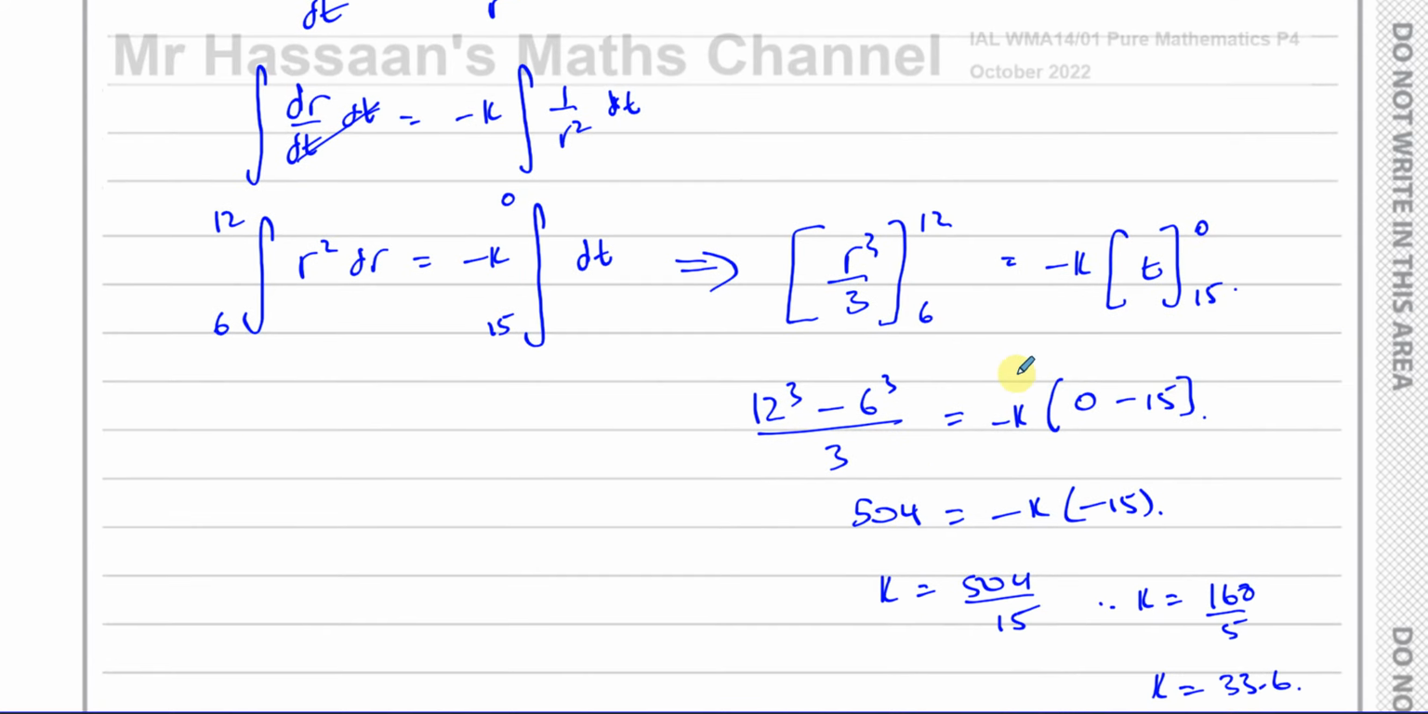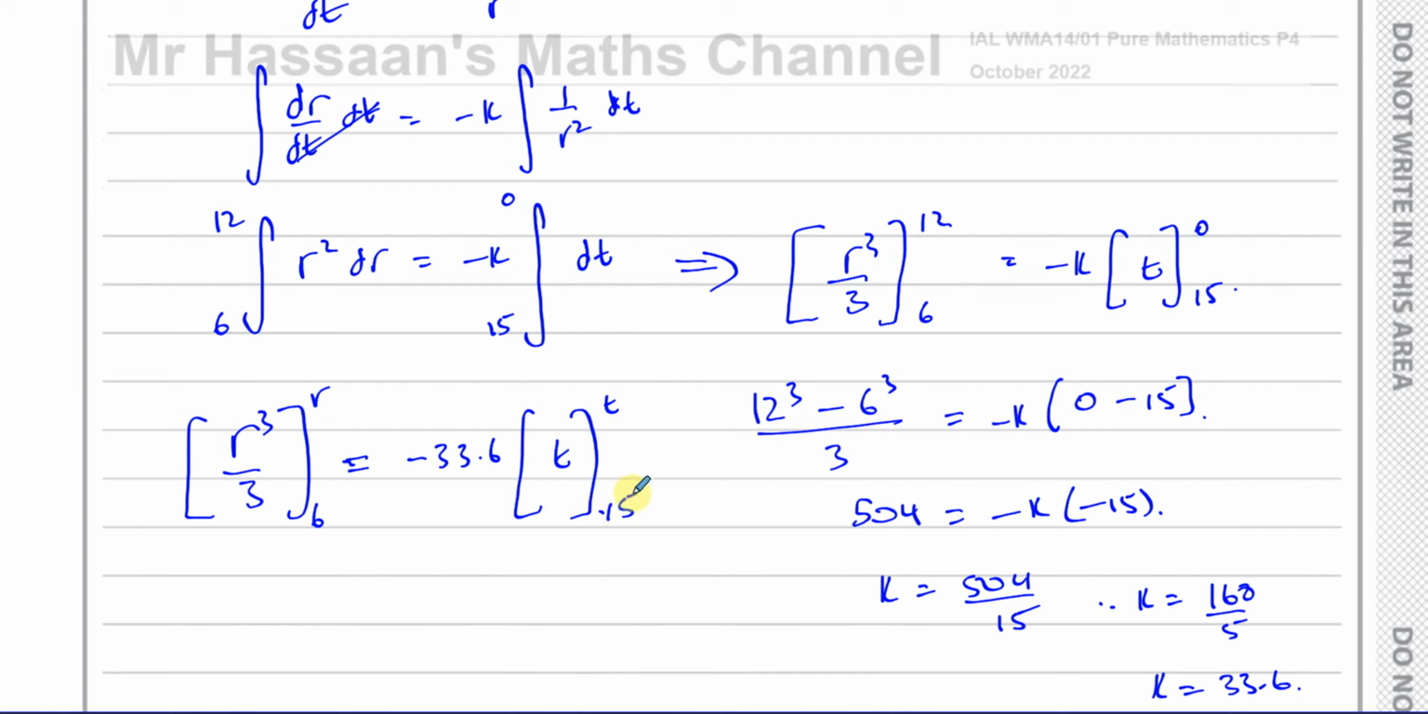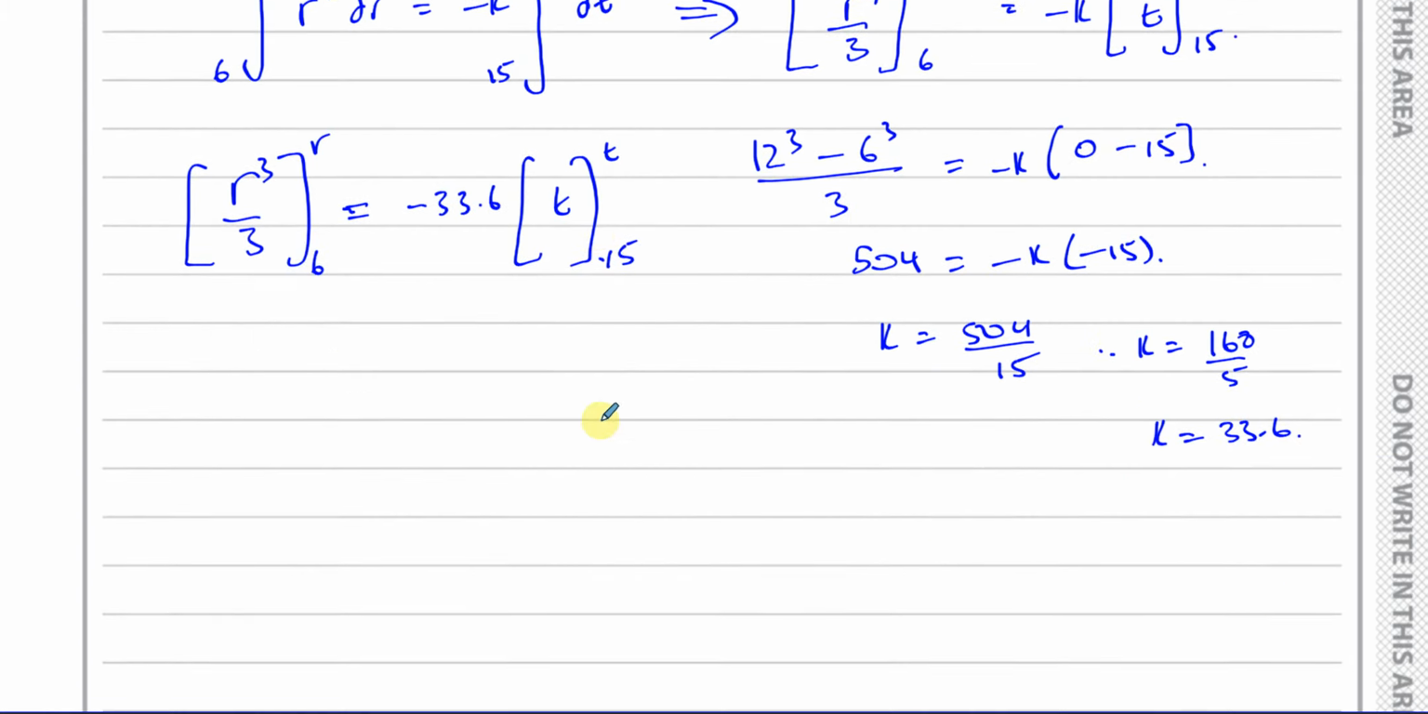So I can go back to what we've integrated already, and I know K now is 33.6. I want to find what R is in terms of T, and I can use the values of 6 and 15 again, and that will give me my answer without having to put plus C. It will tell me what C is. So this is going to be R cubed minus 6 cubed over 3 equals minus 33.6 times T minus 15.